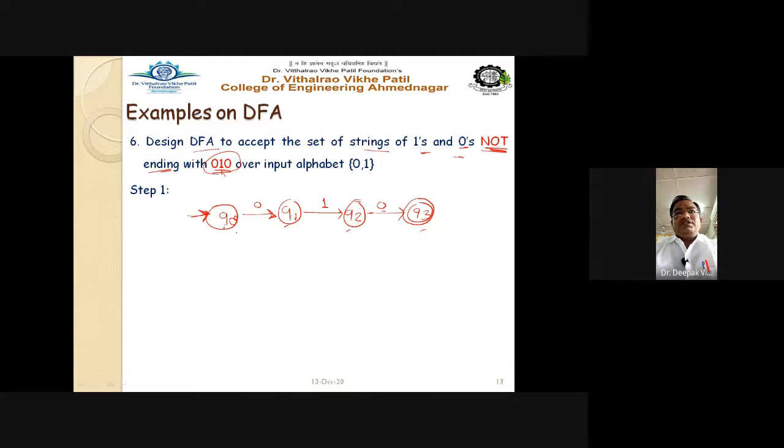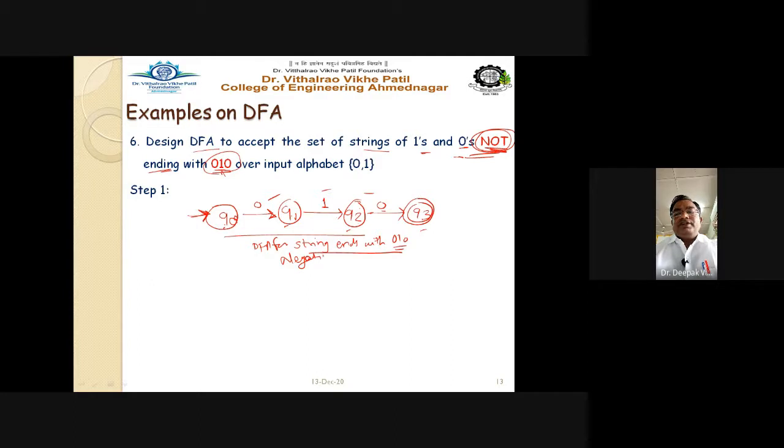Now this is the figure, and it is nothing but the DFA for strings that end with 010, and we have to make the negation, meaning the strings that do not end with 010. Getting this point? So this DFA we have drawn is for strings that end with 010. And what is the question? The question asks for strings that do not end with 010, meaning we have to take the negation.